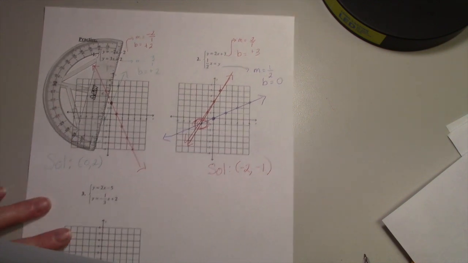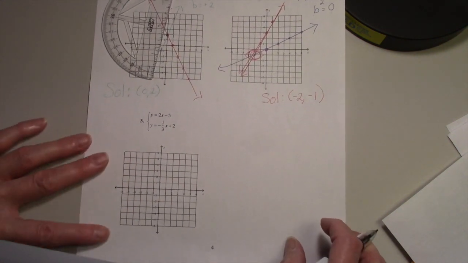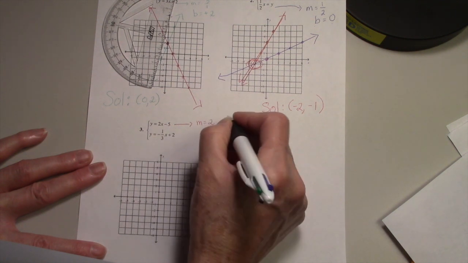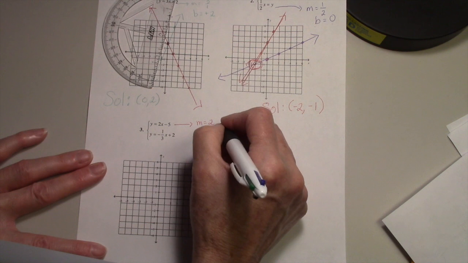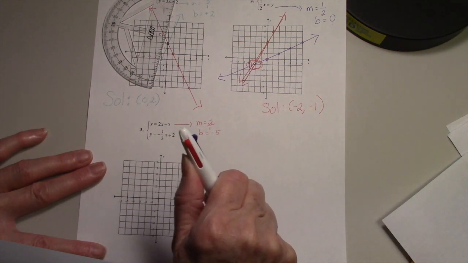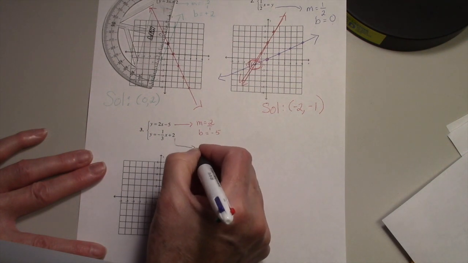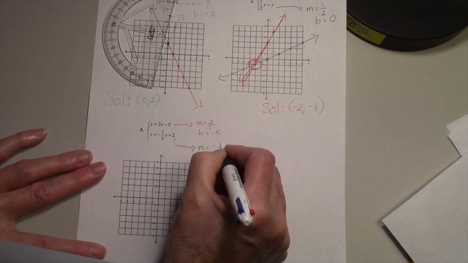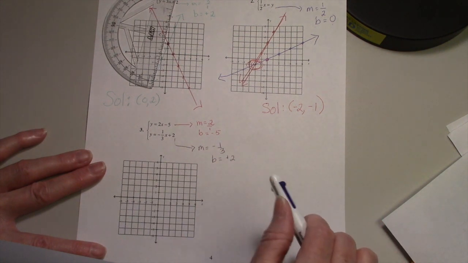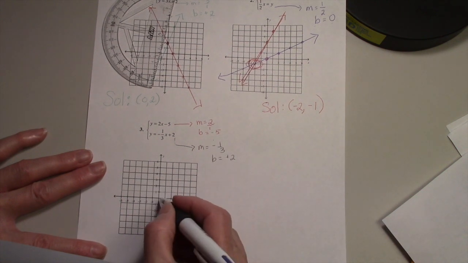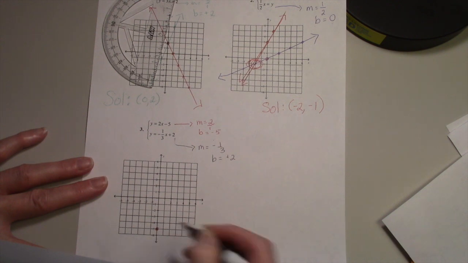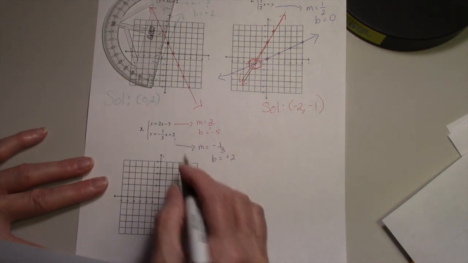Okay? And the last one we do together, and then you have homework page. All right? So my m is 2 over 1. And the b here, the b is -5. Okay? And this one, the m is -1/3, and the b is +2. Okay? Do the red first. -5, down 5. And my slope is 2 over 1.